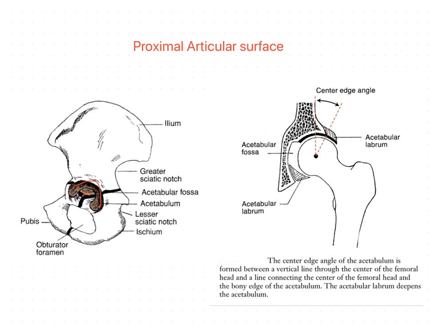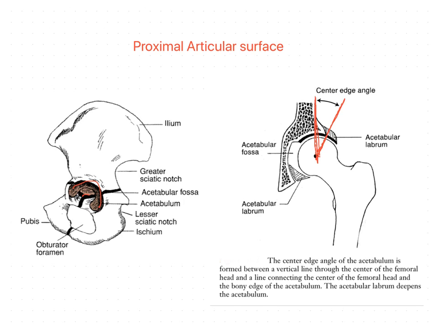How is this angle formed? The center edge angle of the acetabulum is formed between a vertical line through the center of the femoral head and a line connecting to the bony edge of the acetabulum. This is called the central edge angle.